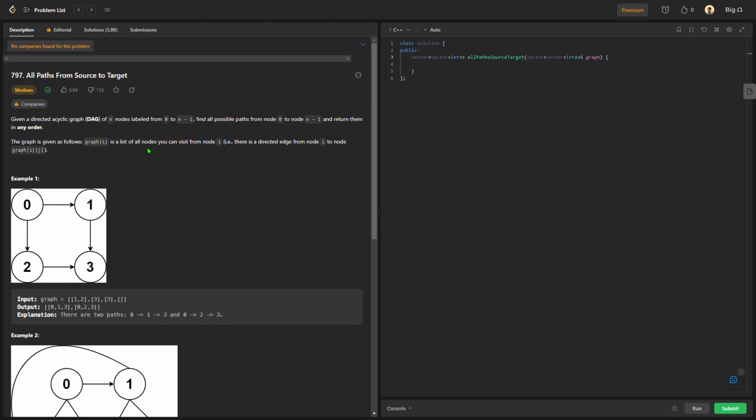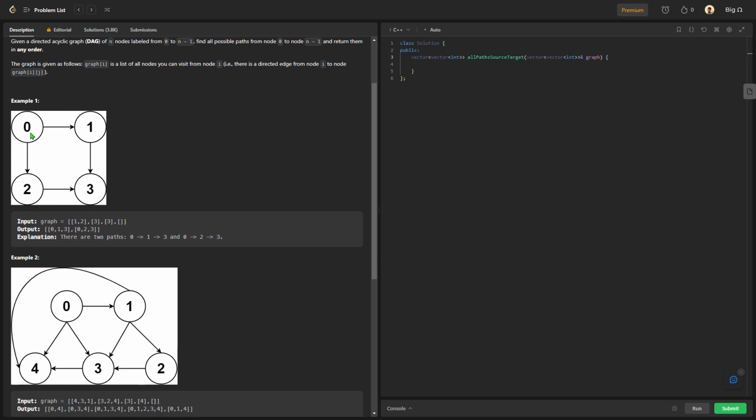For example, we have a graph and that is a directed acyclic graph. From 0 we can go to 1, from 0 we can go to 2, from 1 we can go till 3, from 2 we can go up till 3, and that is represented as, for the 0th index, we are given 1 and 2. So from 0 we can go to 1 or either to 2.